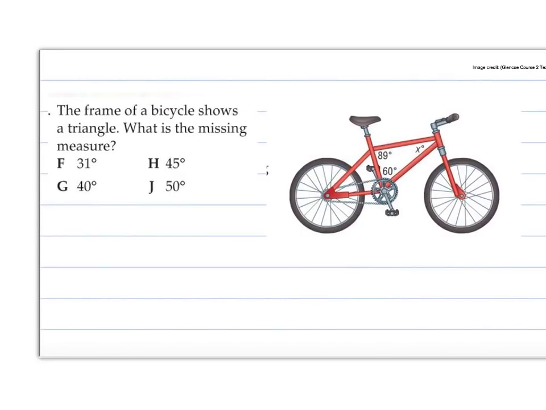So again, we have a triangle here. You're given 89 as a measure, 60 as a measure, and then x is a missing measure, but we know since it's a triangle, they'll all add up to 180, so that's the common theme. And so then when you add those together, you get 149 plus what missing angle will give us 180.